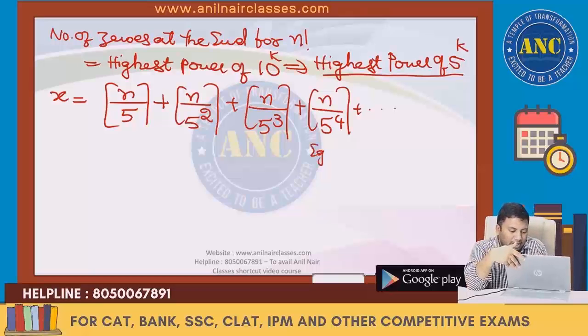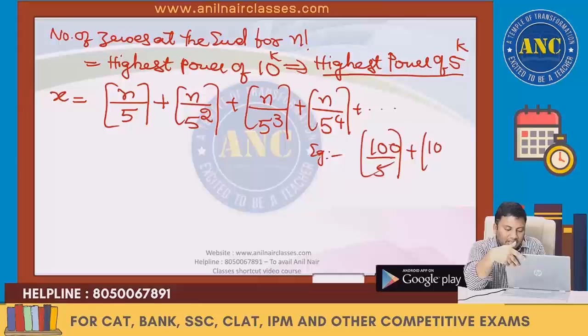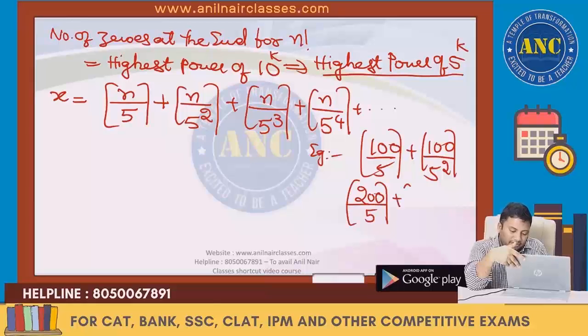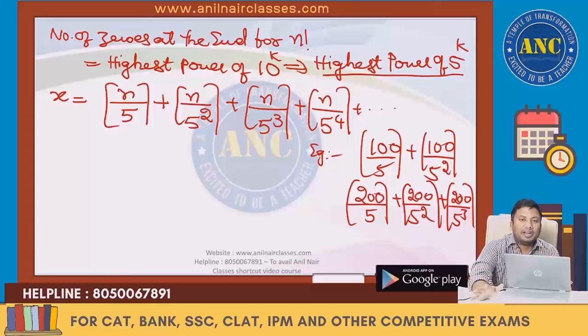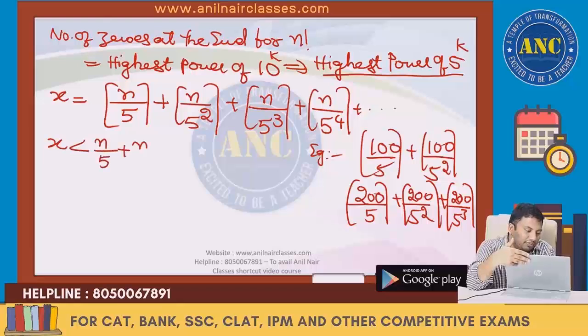For example, 100 will stop at 100 by 5, 100 by 25. This is a finite series. Suppose it is 200, this will stop at 200 by 5, next is 200 by 5 square, next is 200 by 5 cube. Am I right? These values will stop at a particular finite value. After that, everything will be 0. A finite value is always less than an infinite value.